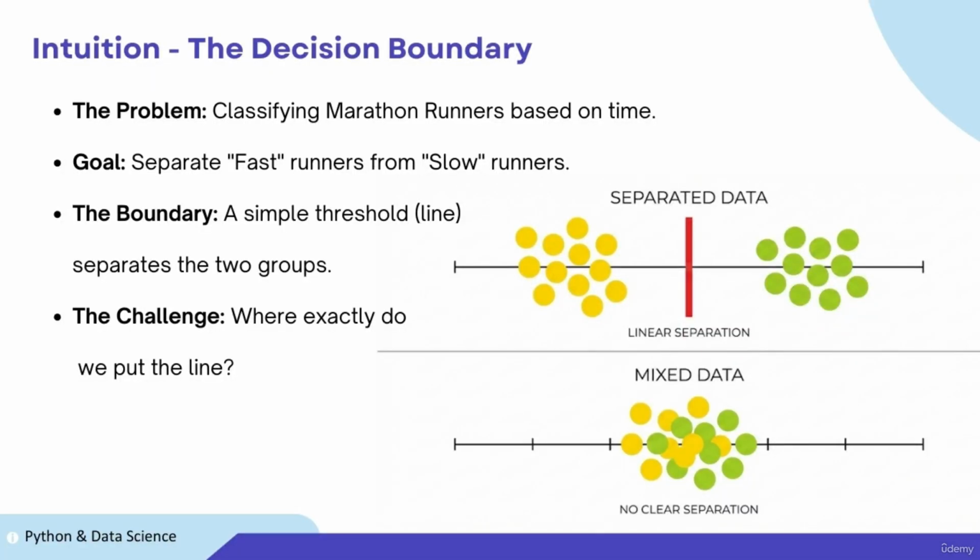Let's start with a simple problem. Imagine we are classifying marathon runners based on their finish times. Our goal is to separate the fast runners from the slow runners. If we plot them on a graph, it seems easy. We can just draw a line between the two groups. But here's the challenge. Where exactly do we put that line? Do we draw it close to the fast runners, close to the slow ones, or somewhere in the middle? The position of this line matters immensely for future predictions.